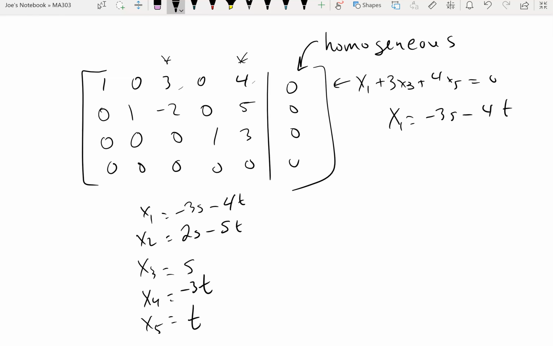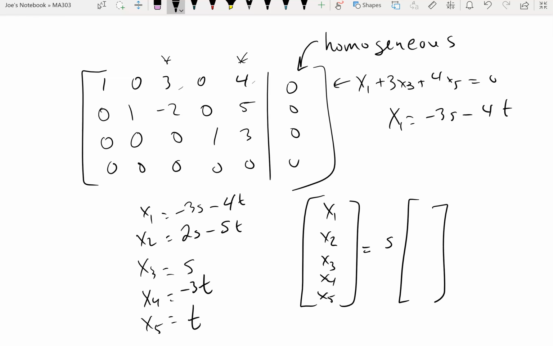If we write this in vector form, we've got an s and we've got a t. What has s in it? Yeah, x1, x2, and x3, right? So -3, 2, 1, and then 0, 0 here. And then what has coefficients with the t? All but x3. So we have -4, -5, 0, -3, 1.